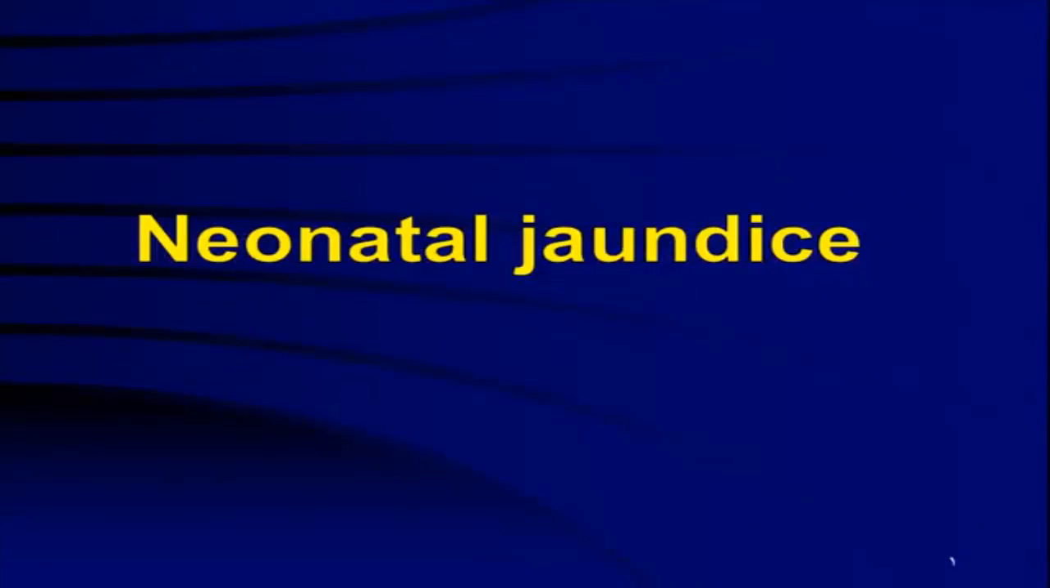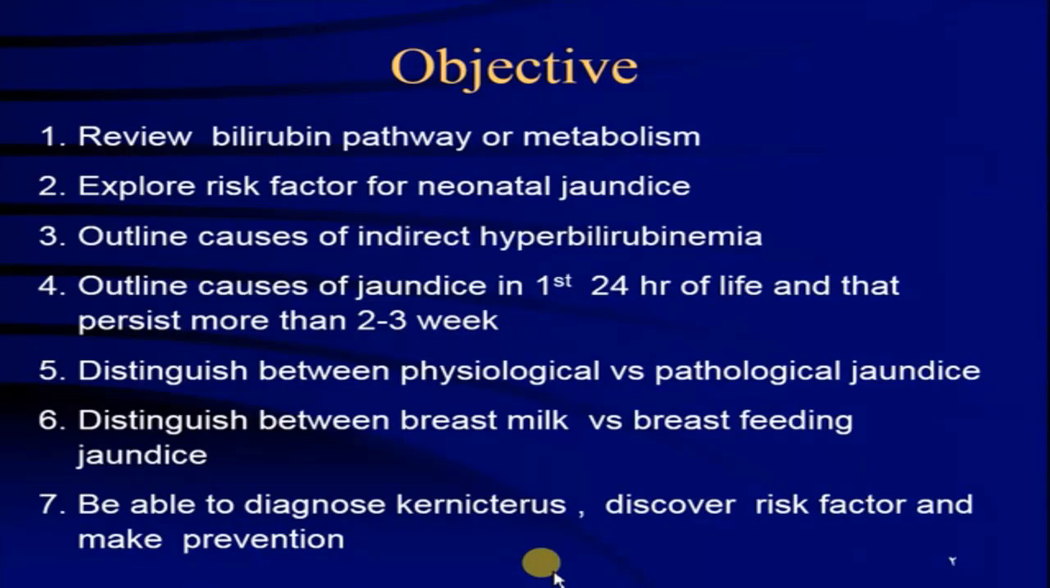This is the first lecture of neonatal jaundice. The objective of this lecture was to review bilirubin pathway or metabolism, explore risk factors, causes of indirect hyperbilirubinemia, causes of jaundice in the first 24 hours of life, and jaundice that may persist more than 2 to 3 weeks, which is called prolonged jaundice.